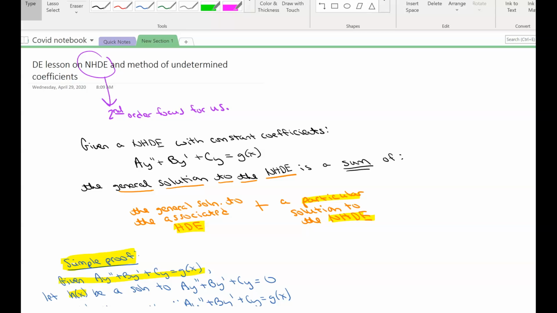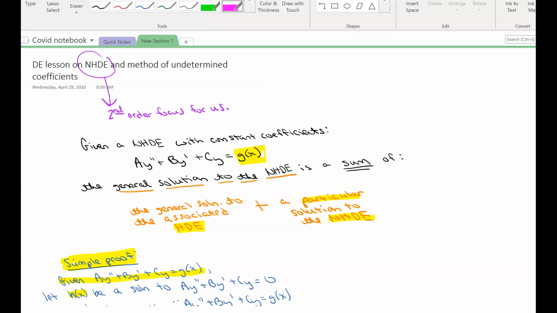All right, so a non-homogeneous differential equation, I just call them NHDEs for short, with constant coefficients has this distinctive feature, which is that it's not set equal to the constant 0, but it's set equal to a function g of x.